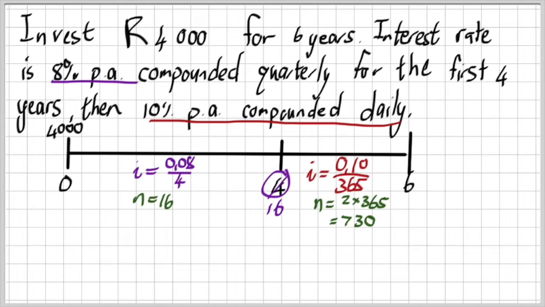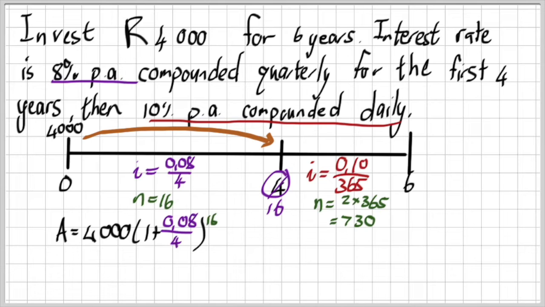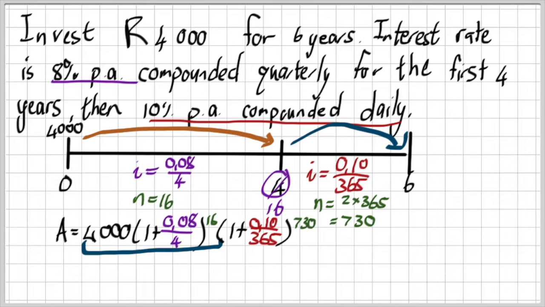But then how am I going to calculate this value? I'm going to start by taking that 4,000 Rand and getting its value after 4 years. Remember, n is 16 because there are 16 quarters in the first 4 years. Then I'm going to jump to that second section where n is going to be 730. So I'm going to take that first value and add more interest to it, growing it at 10% per annum compounded daily for 730 days.